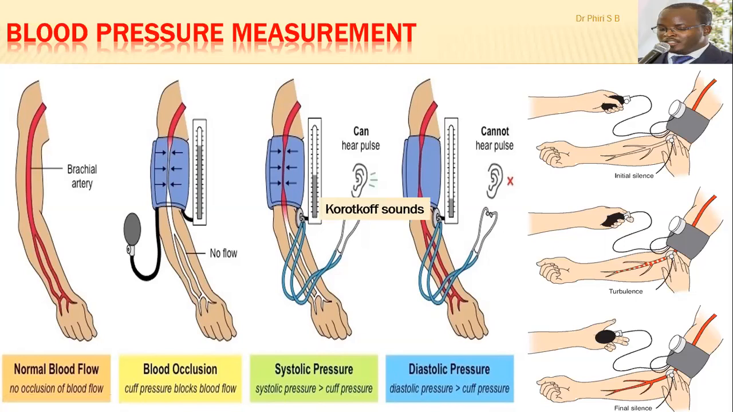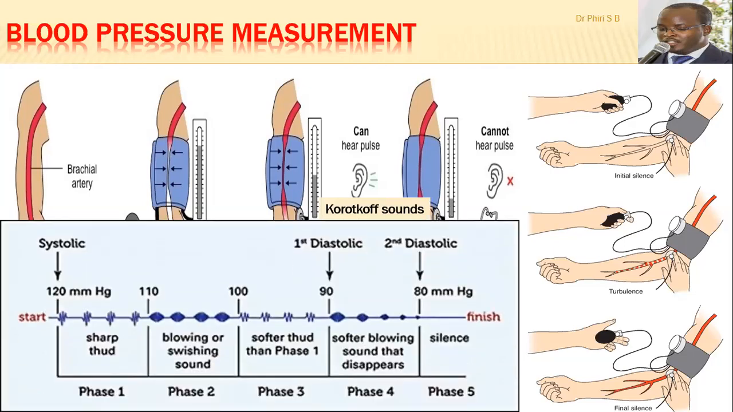So these sounds are called Korotkoff sounds that you listen to using the stethoscope. You have the 5 phases of the Korotkoff sound. In phase 1, the brachial pressure is greater than the cuff pressure, and you have spurting of blood moving into the brachial artery. You have these sounds because the flow is turbulent flow, and it will produce these Korotkoff sounds.